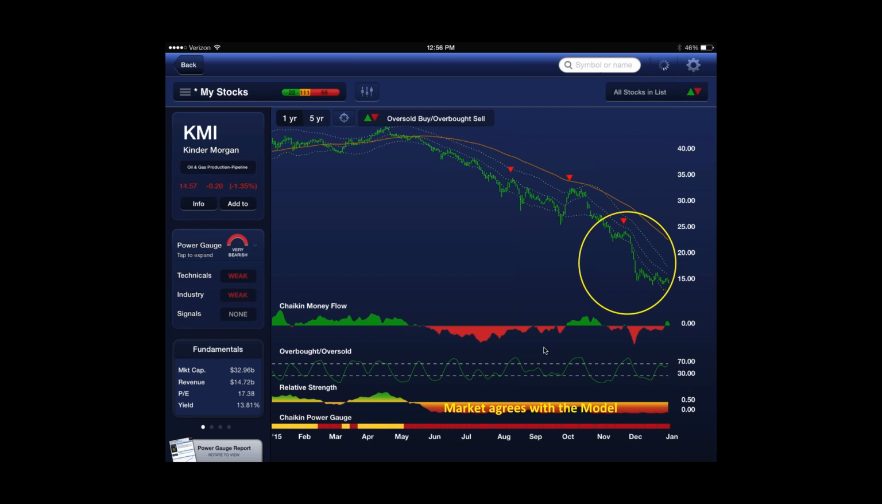Day by day, week by week, Activision has had a bullish rating. The stock has gone from 18 to almost 40. And money flow has been strong. It's been outperforming the market. This is a classic Chaikin bull. And along the way, we've had signals. In this case, oversold buy signal.